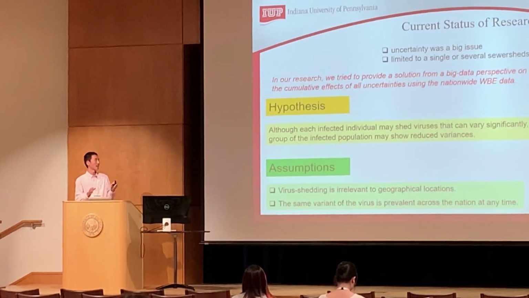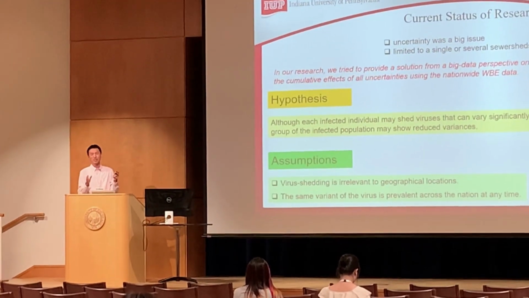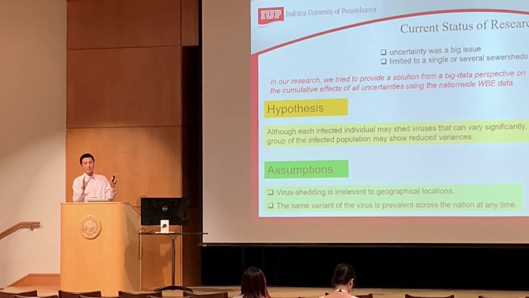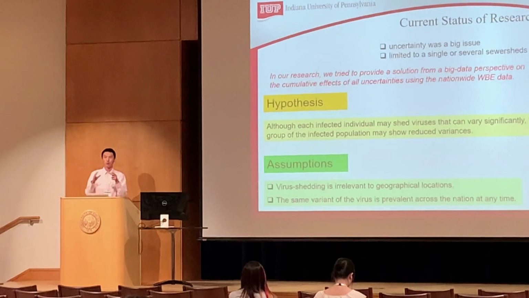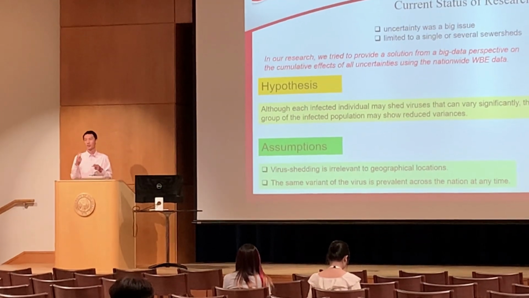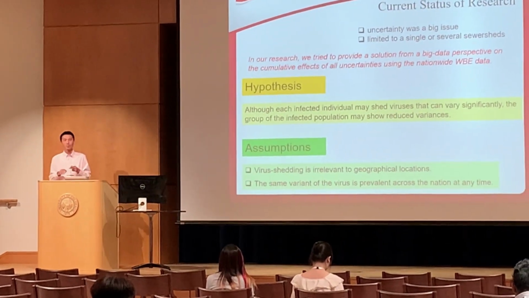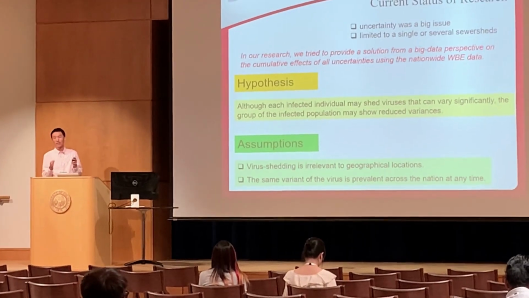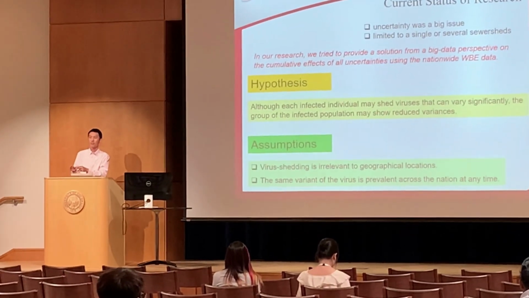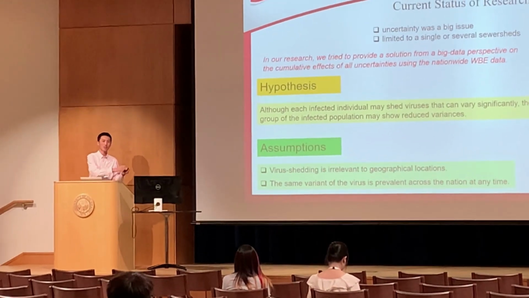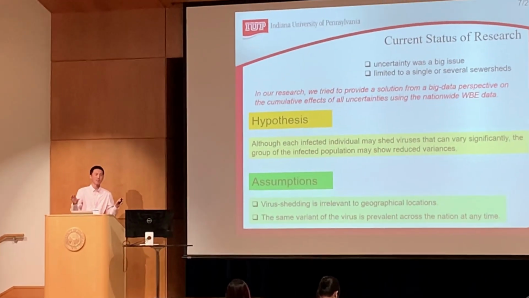We hypothesized that although each individual may shed viruses that may vary significantly, if you look at the national picture, that uncertainty can get reduced. And we make two assumptions. The first assumption is we assume virus shedding does not depend on geographical location. So what that means is if I'm in New York and I shed virus, and then also in California and I shed virus, those two amounts should be the same.